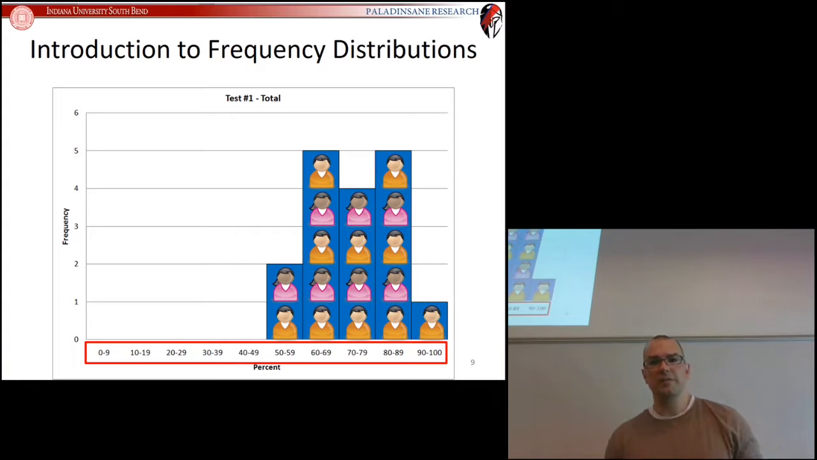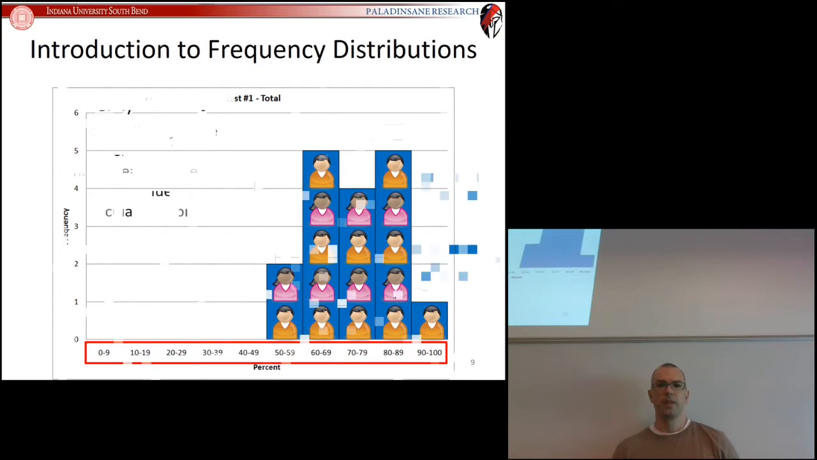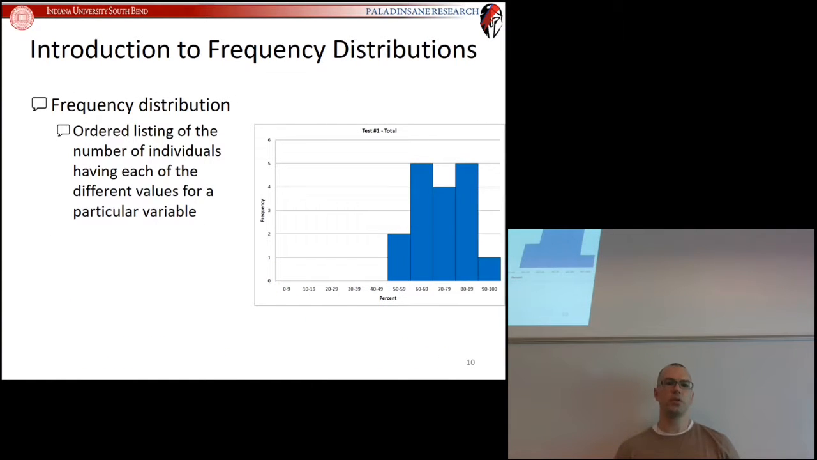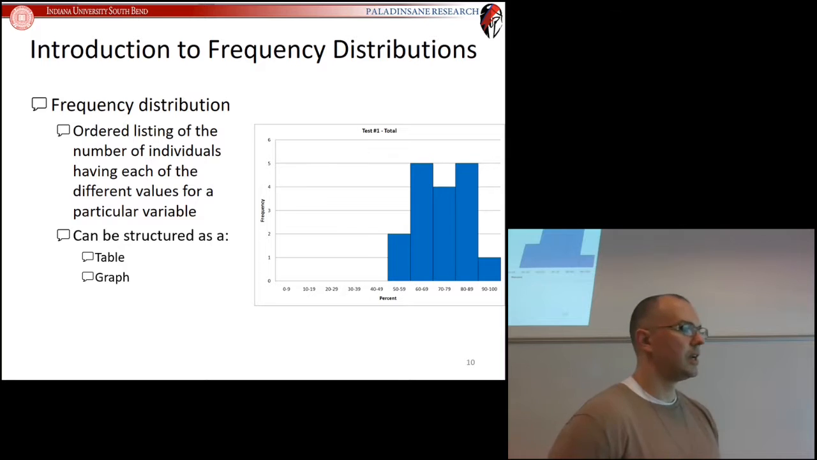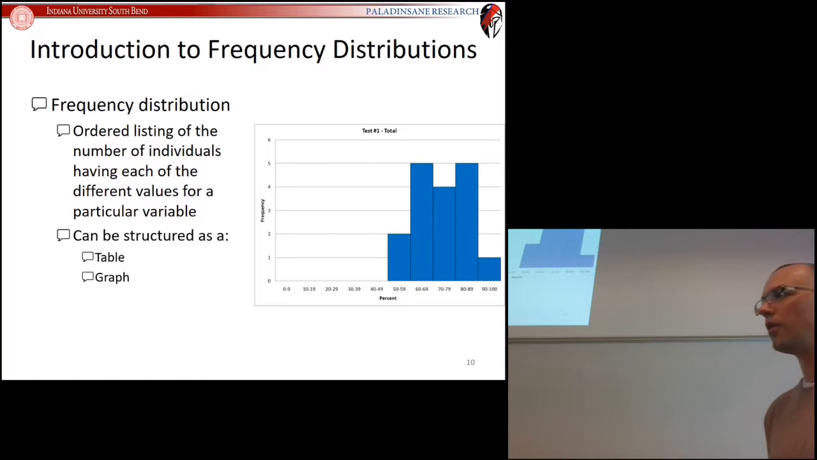So that's the idea of a frequency distribution. It's scores stacked on top of scores. And these frequency distributions can be shown as either a table or a graph. What we just saw was an example of a graph of a frequency distribution. We're going to take a look at frequency tables first, however, because they are a little bit easier to construct, a little bit easier to work with for certain cases. All right. Any questions? So far, so good?